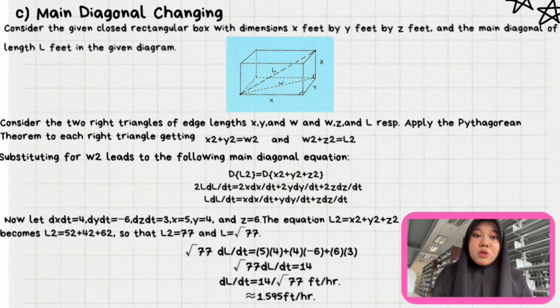Differentiating, 2l dl over dt equal to 2x dx over dt plus 2y dy over dt plus 2z dz over dt. So l dl over dt equal to x dx over dt plus y dy over dt plus z dz over dt. Now, let dx over dt equal to 4, dy over dt equal to negative 6, dz over dt equal to 3, x equal to 5, y equal to 4, and z equal to 6. The equation l squared equal to x squared plus y squared plus z squared becomes l squared equal to 5 squared plus 4 squared plus 6 squared, so l squared equal to 77 and l is root 77. Let's substitute all the values in the equation and solve so that we get 1.595 feet per hour.